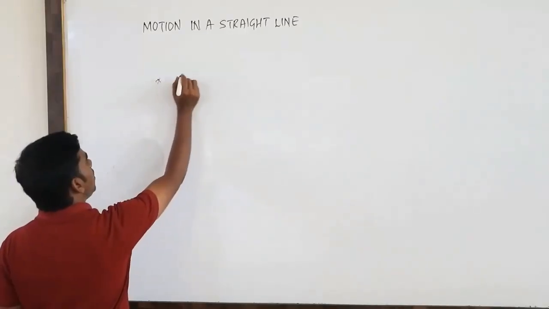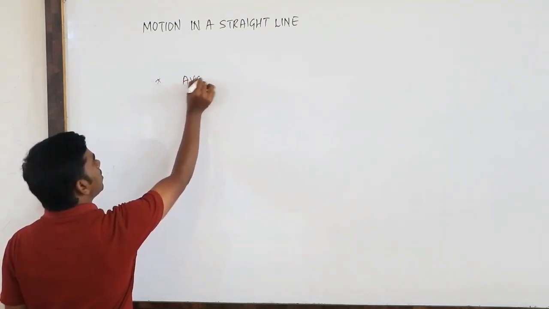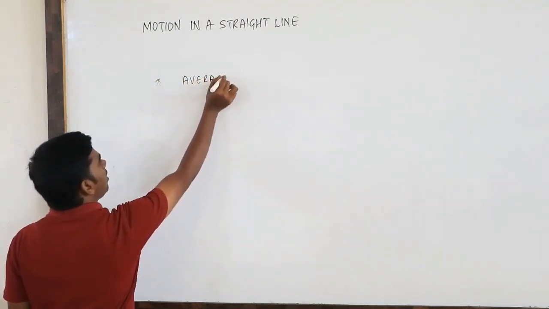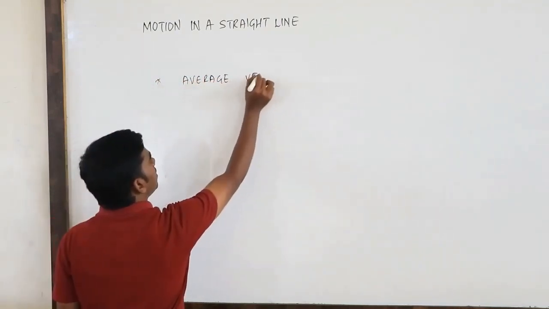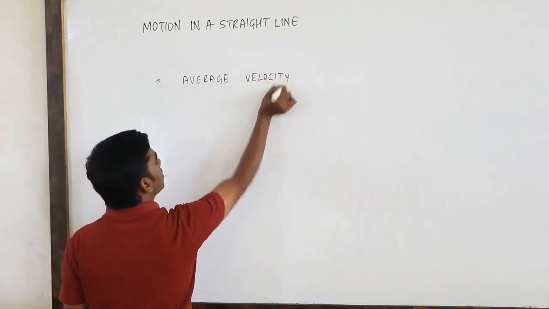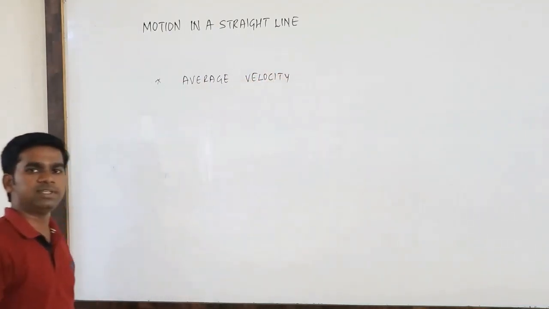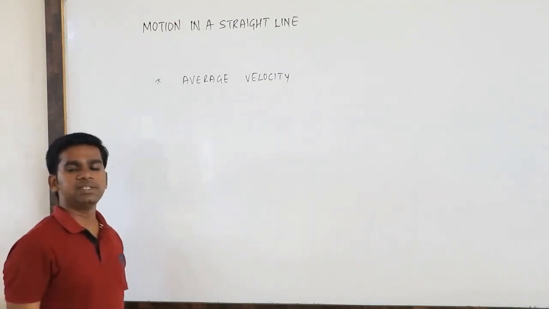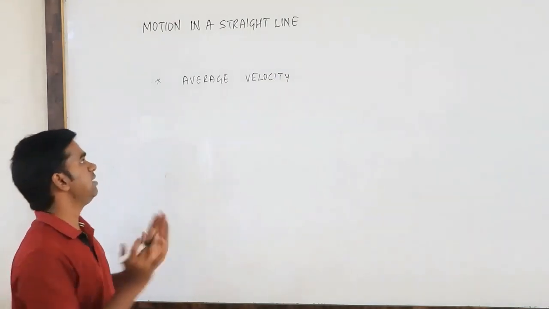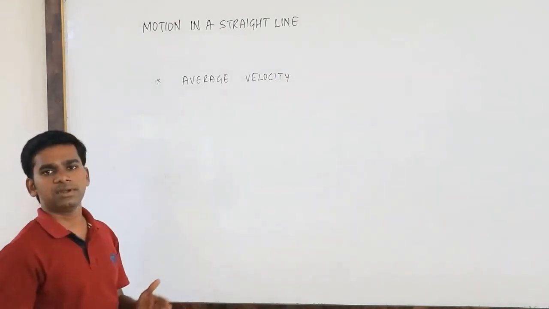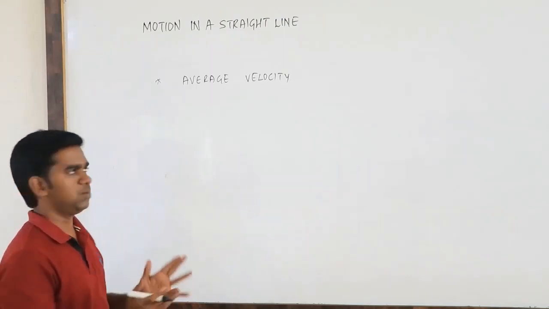Is, as you know, average velocity. So what is average velocity? You know about average speed: total distance divided by total time. Same thing here. Average velocity is what? Total displacement divided by total time.